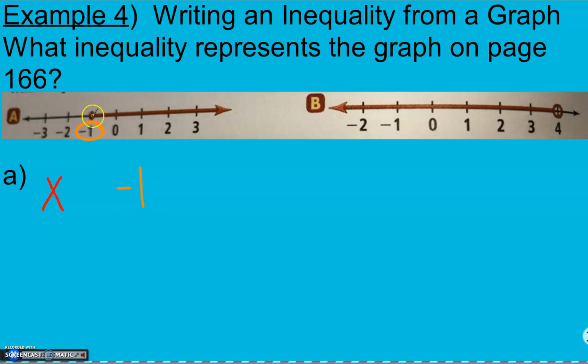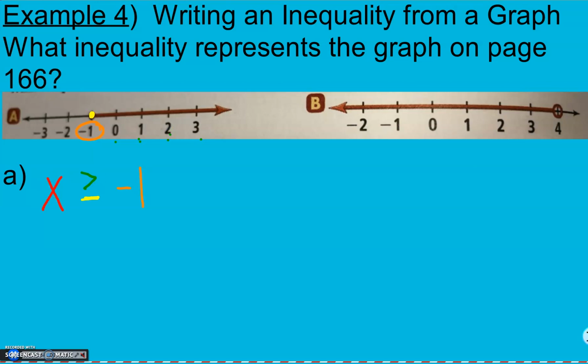It's filled in, so I know my inequality is going to be equal to, and I have numbers that are greater than -1. 0 is greater than -1. 1 is greater than -1. 2 is greater than -1. So all real numbers that are greater than or equal to -1.